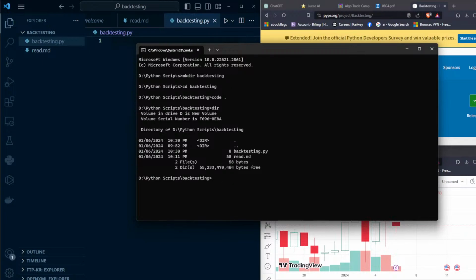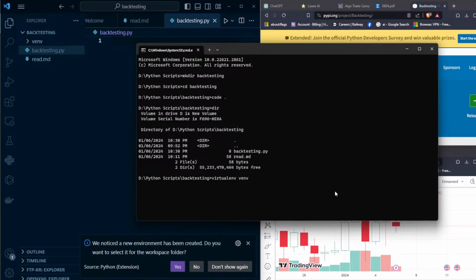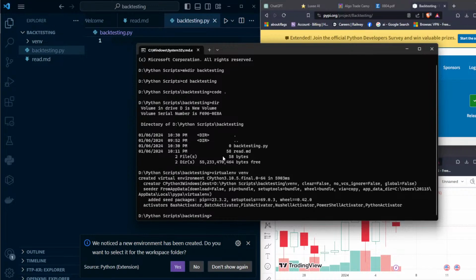So let's create a virtual environment and then install what we will want to use in our backtesting. We do this by putting this command, virtualenv, and the name of the virtual environment you want to create. I'm gonna call it venv. You have created a virtual environment. I think it's pretty obvious from the name of it. Basically, a virtual environment is not related to your machine environment.